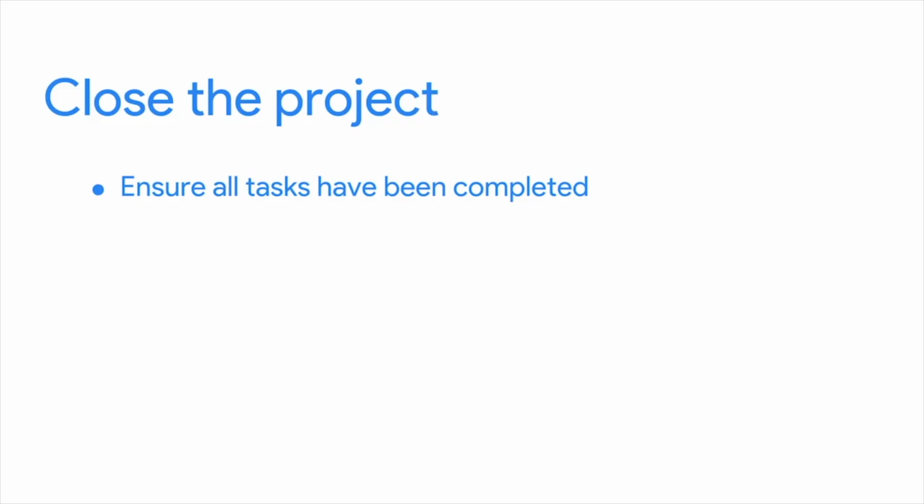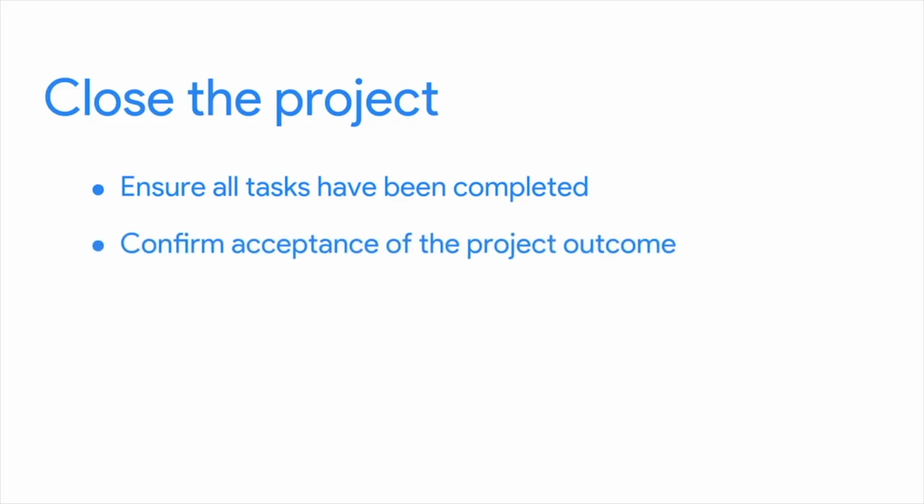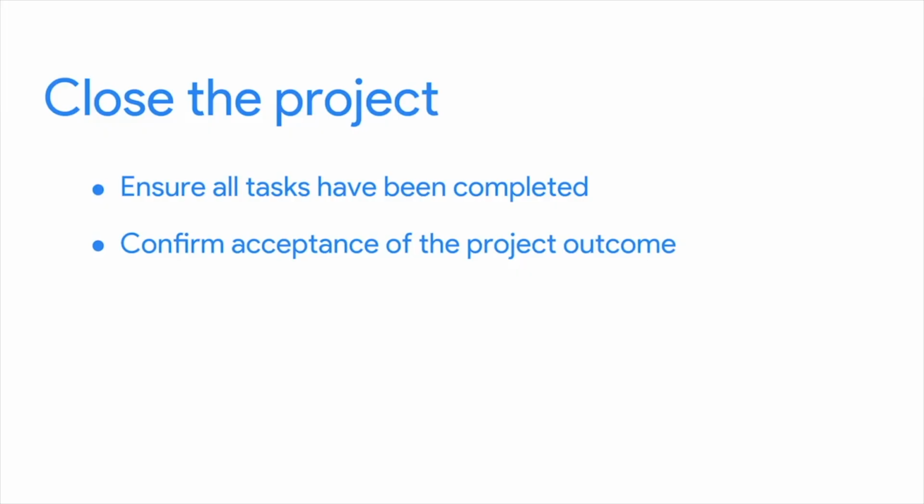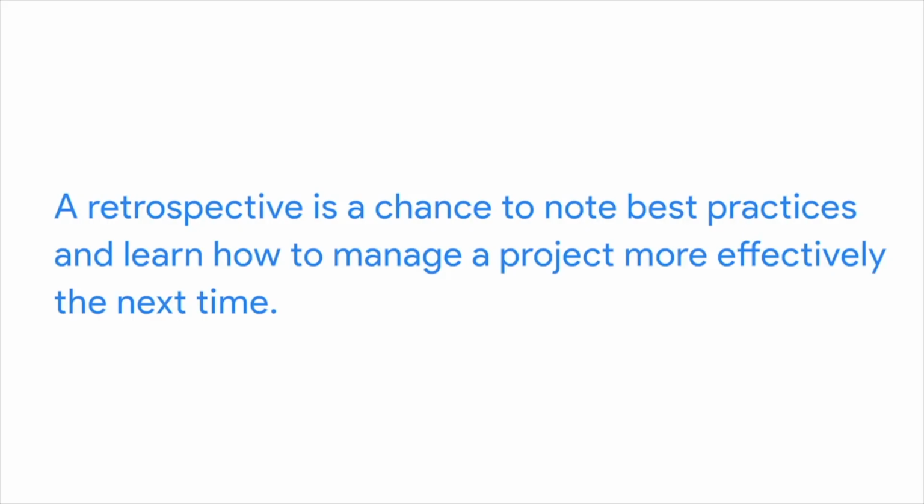Next, and this is very important, get confirmation that the final outcome of your project is acceptable to the people you're delivering it to. It is crucial to your project's success that the person who asked you to manage the project is satisfied with the end result. Once your project has been accepted as meeting its goals, take some time to reflect on what went well and maybe what didn't go so well. This reflection is usually called a retrospective, and it's a chance to note best practices and learn how to manage a project more effectively next time.